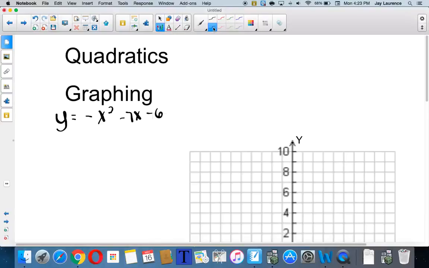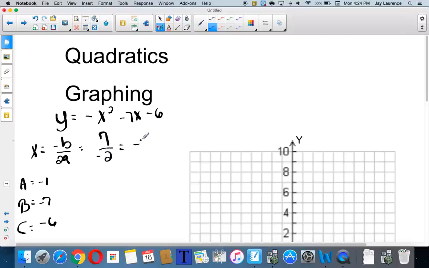First thing I need to do is find the vertex, right? I find the vertex by doing x equals negative b over 2a. That gives me the x coordinate of the vertex. Well, I got to find a, b, c. Easy as -1, -7, -6. All right. And now that I did that, I can find the vertex. So I'm going to do the negative of -7, which would be +7, over -2, which means it's -3.5.